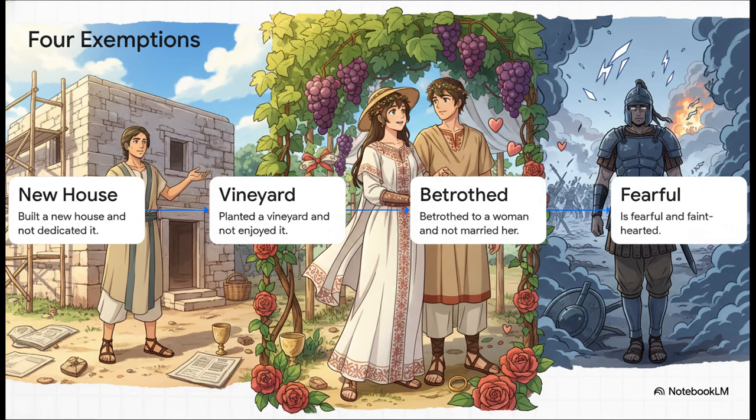First up, did you build a new house and haven't dedicated it? If so, go home, lest you die in battle and another man dedicates it. Second, did you plant a vineyard but haven't begun to enjoy its fruit? You go home too. Third, are you betrothed to a woman but not yet married? You're dismissed. Go get married. These first 3 exemptions show a really profound respect for the milestones of normal human life. Home, livelihood, and family are prioritized.